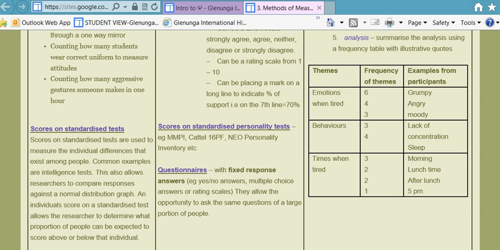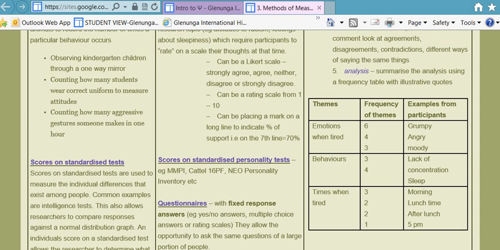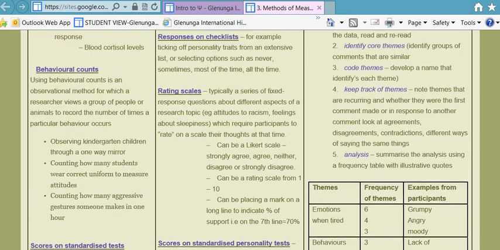It is subjective, because you say yes or no every time, but it is quantitative because we give a number to each one. One is yes, 2 is no, and then we find frequencies.